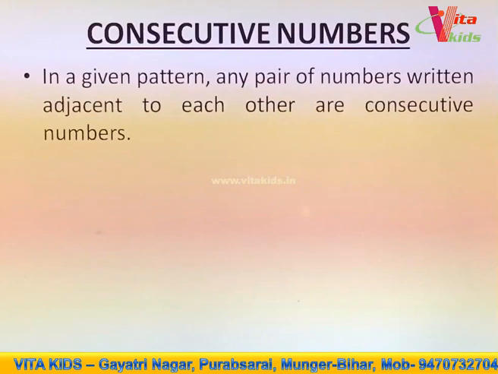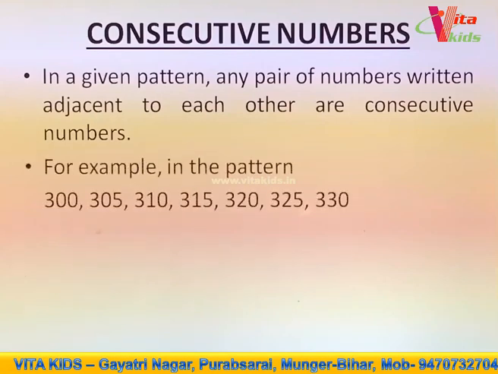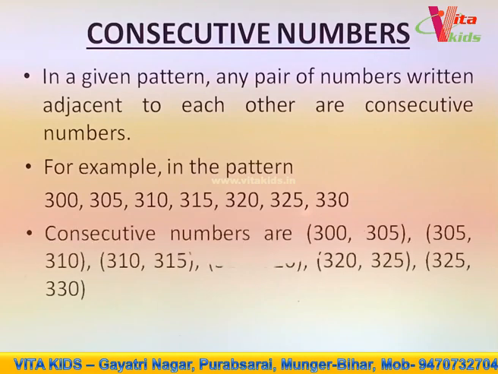In a given pattern, any pair of numbers written adjacent to each other are consecutive numbers. For example, in the pattern 300, 305, 310, 315, 320, 325, 330, the consecutive numbers are 300, 305, then 305, 310, 310, 315, 315, 320, 320, 325, 325 and 330. So these are all pairs of consecutive numbers.